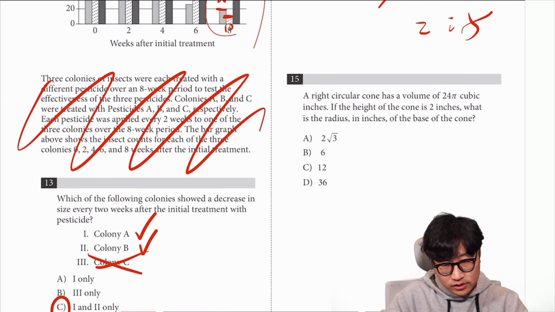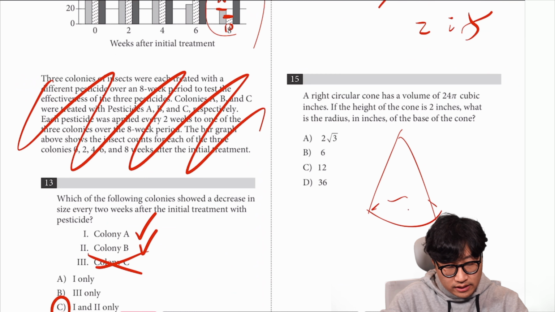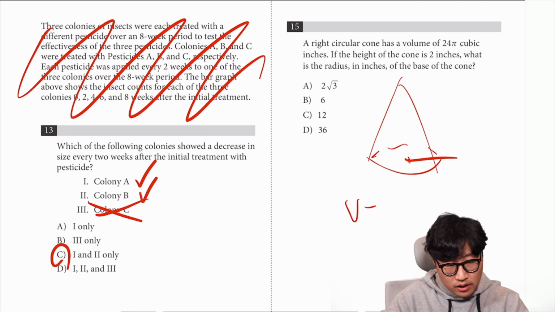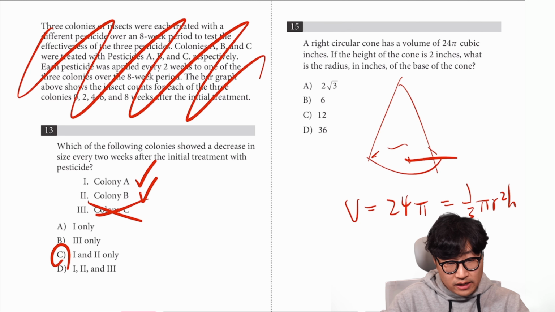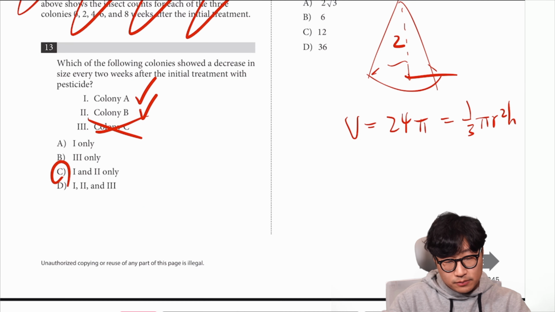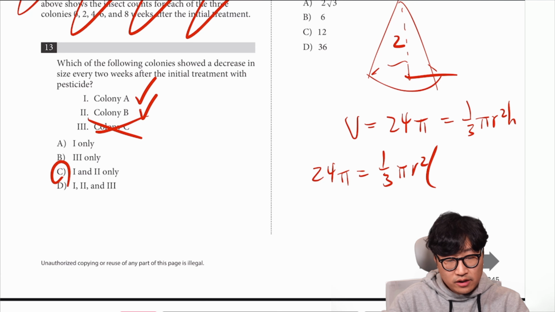Number 15, a right circular cone. So right circular cone like this. It has a volume of 24 pi cubic inches, but if you look to the front of the packet, it'll literally tell you the volume of a cone is 1/3 pi r squared h. So if the height of the cone is 2 inches, so the height is 2, what is the radius? Yep, so there you have it. 24 pi is equal to 1/3 pi r squared, height is 2.